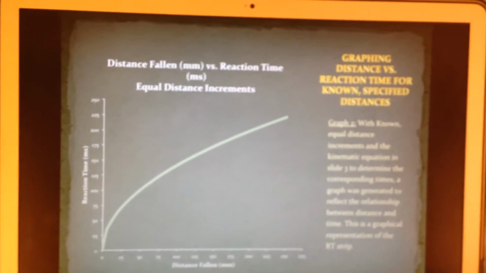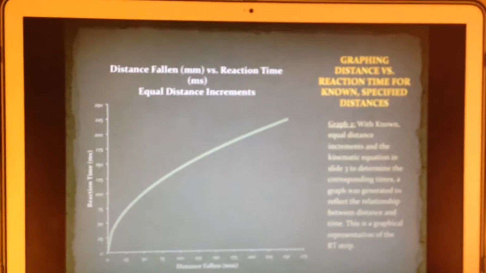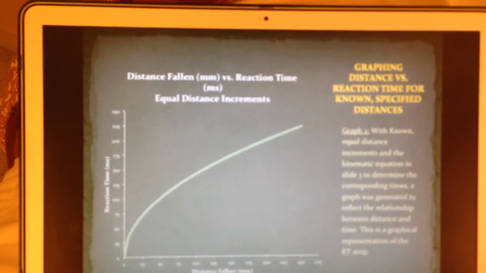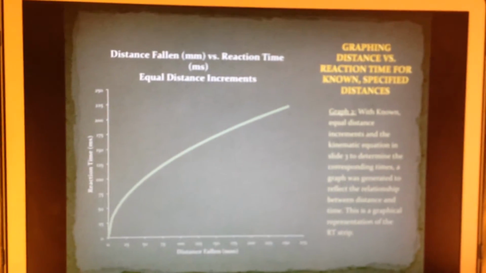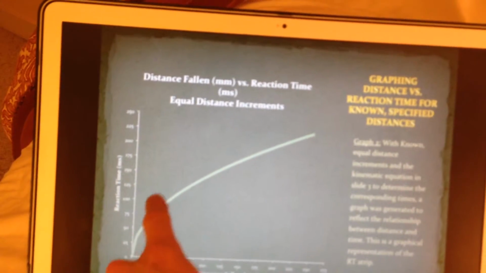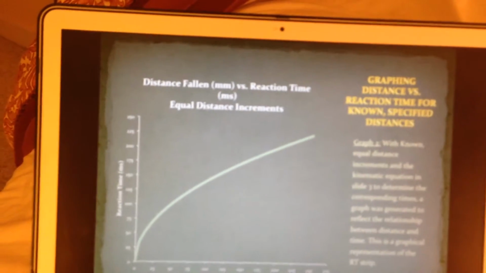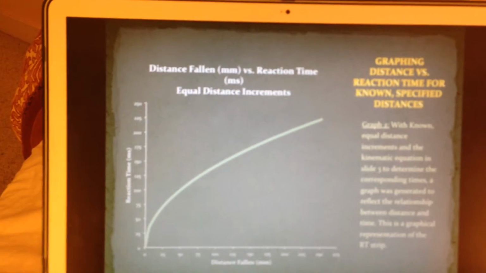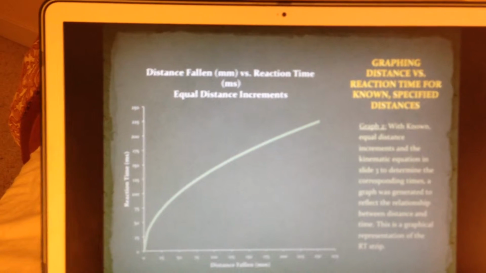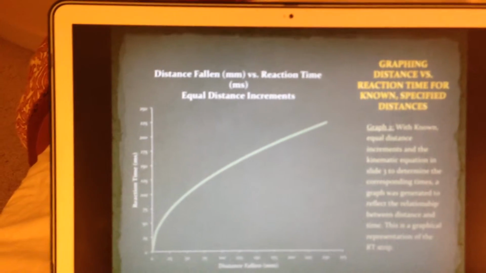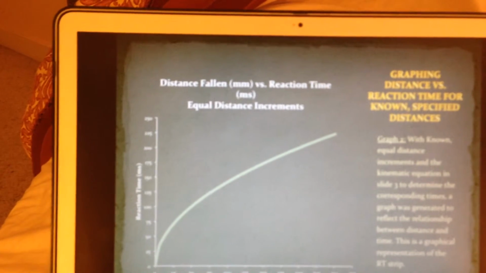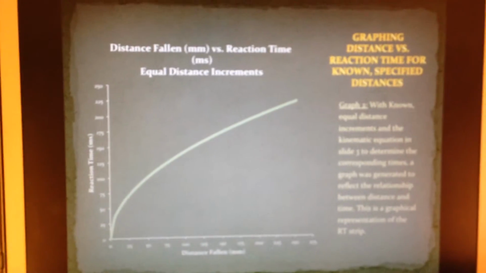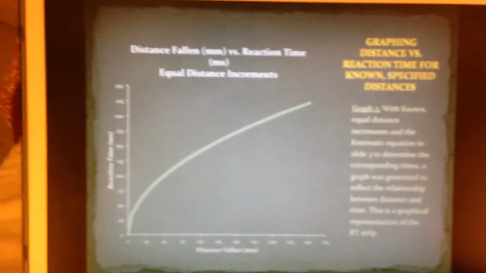This graph is also an example of a distance versus reaction time, but this time it's for known specified distances. As you can see, the line itself is almost opposite to the other one. With known equal distance increments and the kinematic equation that we also used in the previous graph, we can figure out corresponding times. This graph is a reflection of what my card strip shows as well.